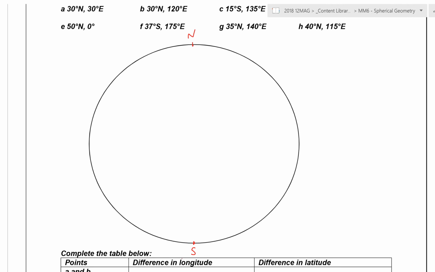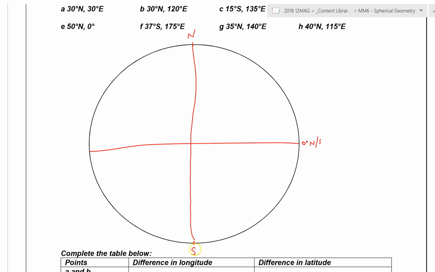So what I'm going to do here is try to represent the whole Earth's surface on this circle. First of all, I'm going to draw in my prime meridian. It's north and south, and London would be, I don't know, up here somewhere. And I'm going to draw my equator across here. So that's going to be 0 degrees north or south. Anywhere along that line is 0 degrees north, 0 degrees south.